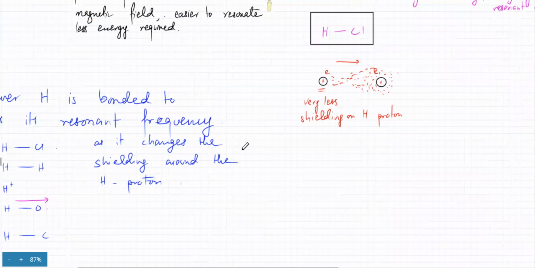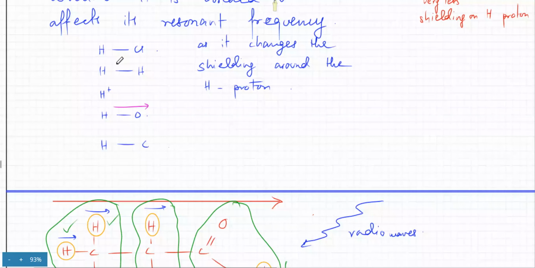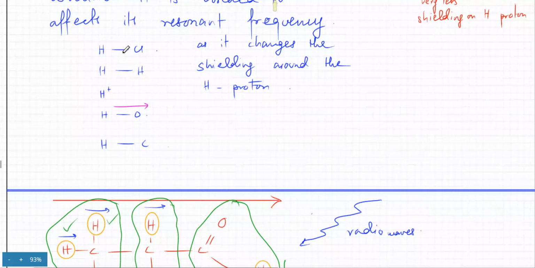So the point was that whatever the chemical environment of hydrogen is, whatever it's bonded to, it's going to affect its shielding. And if the shielding is affected, it would experience either a large amount of magnetic field or a small amount of magnetic field. And so its resonant frequency would be changed. It would be a different resonant frequency.